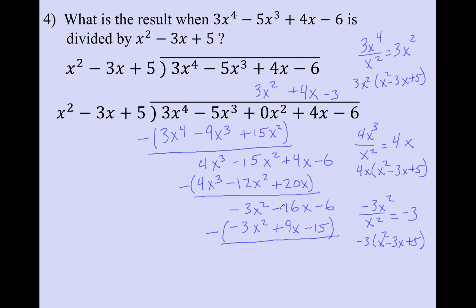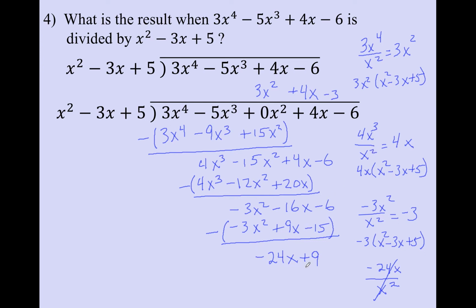That cancels. That becomes negative 16x minus 9x, which is negative 24x, and negative 6 minus negative 15, which is plus 9. Now you can't repeat the process because this would be negative 24x over x squared. This degree here has to be equal to or greater than the degree on the bottom. So right here, can't do that. We could do this because that's a second degree and second degree. The one on the top is greater than or equal to the one on the bottom.